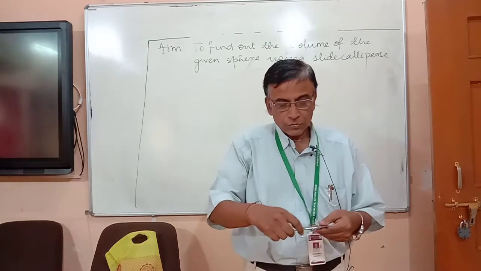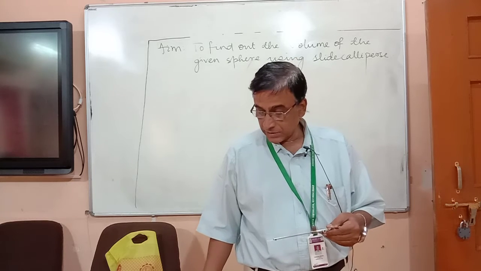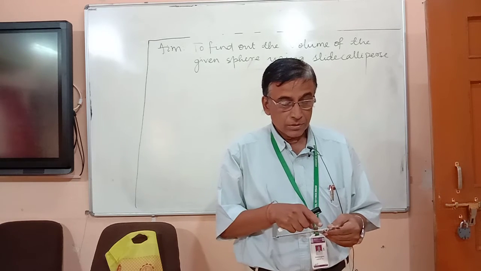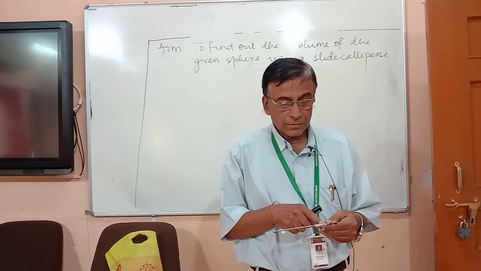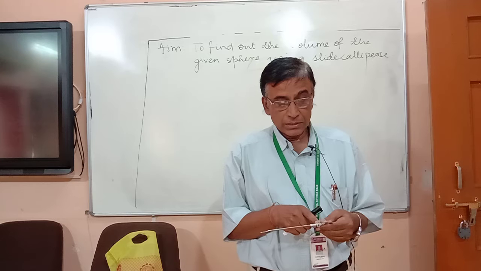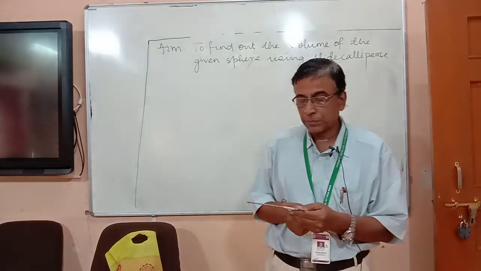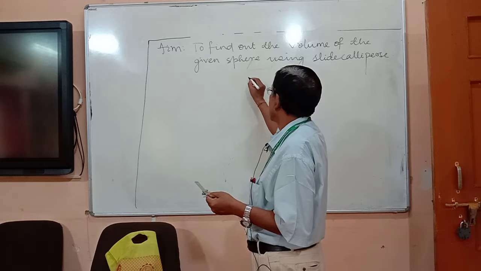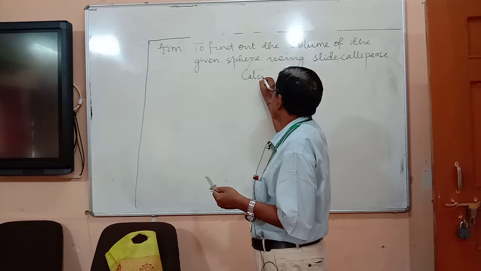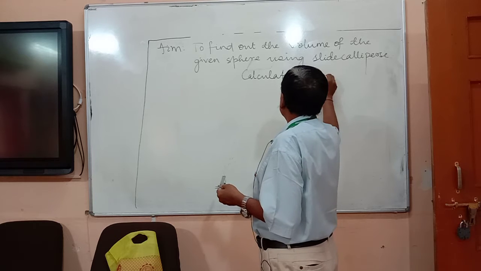You have to first find out where the main scale is touching our vernier scale. Vernier scale 0 is between 8 and 9. That is 1.8 you have to write in the calculation part, calculation of diameter.